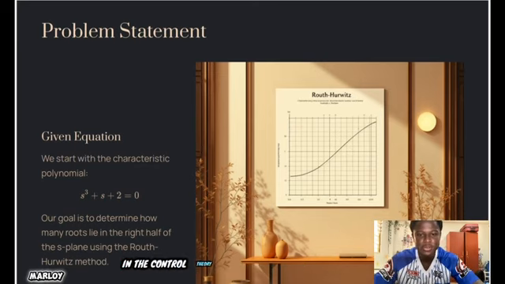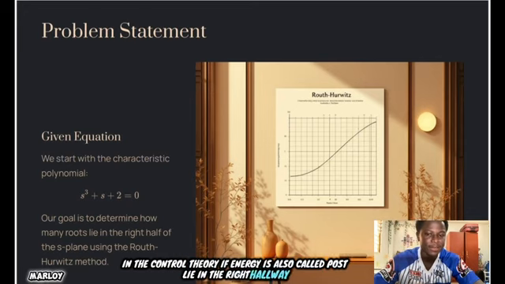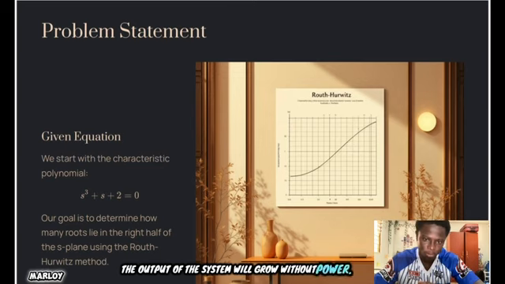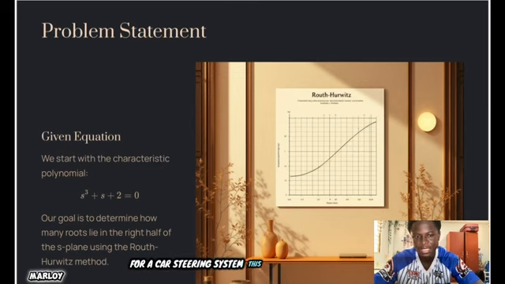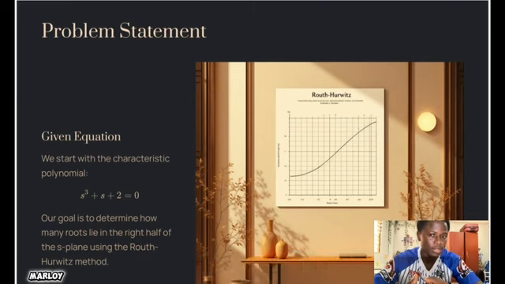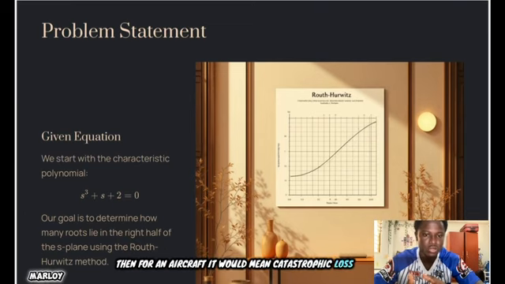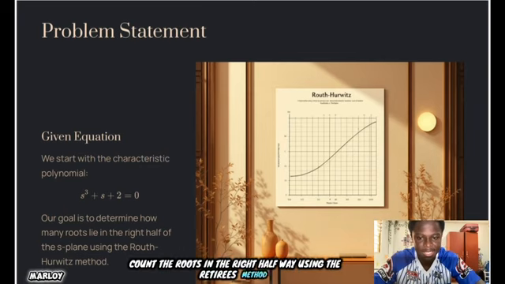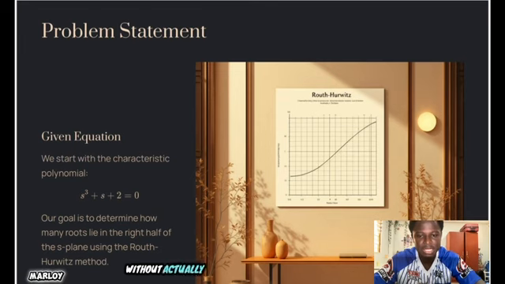In control theory, if any roots, also called poles, lie in the right half plane, the system is unstable. This means that instead of settling to a steady state, the output of the system will grow without bound. For a car steering system, this means the car will veer off road. For an aircraft, it will mean catastrophic loss of control. So our mission here is clear: count the roots in the right half plane using the Hurwitz method without actually having to solve the polynomial.